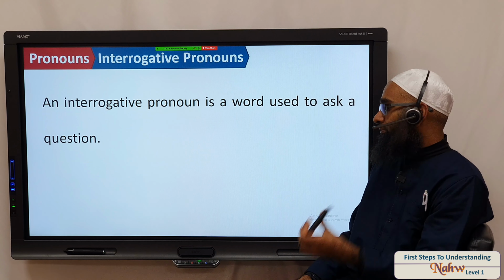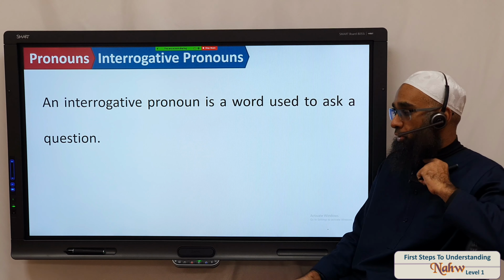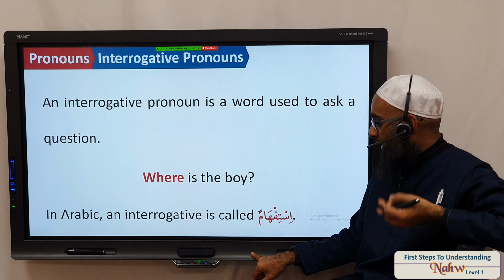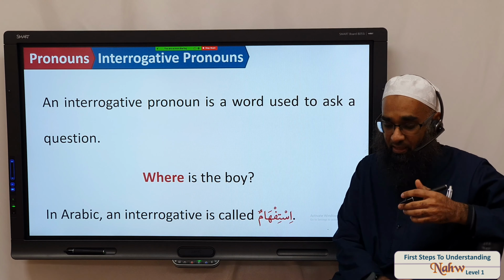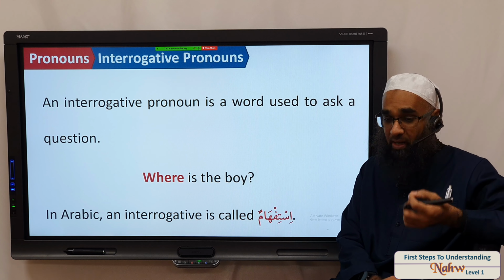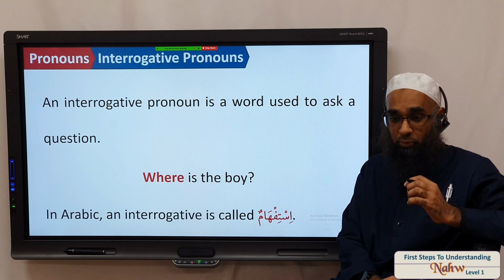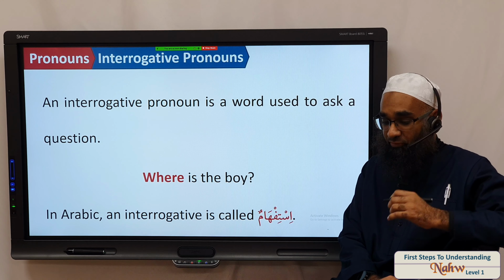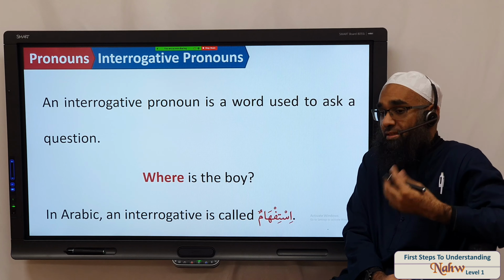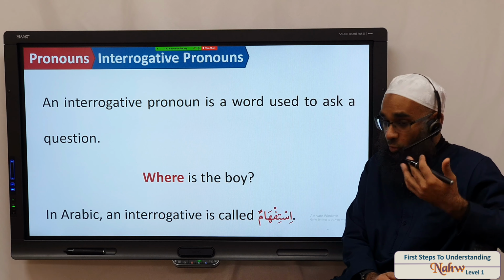So an interrogative pronoun is a word used to ask a question. Where is the boy? So you call it istifham. From bab istif'al, fahima yafhamu is to understand something. And when you take a word into babul istif'al, it means talab, to seek something. So istafhama yastafhimu istifhaman, to seek fahm, to seek understanding. I need to ask a question. I don't understand, I don't know. You ask for that knowledge.